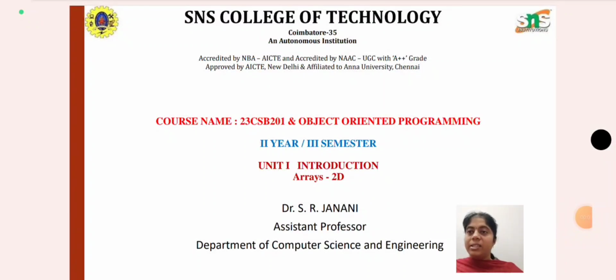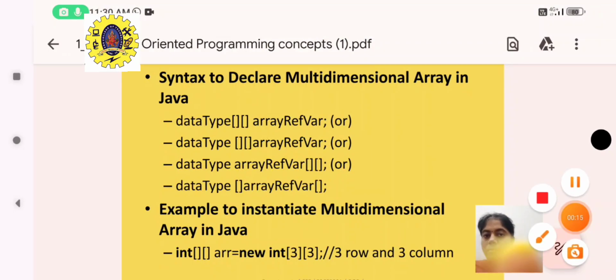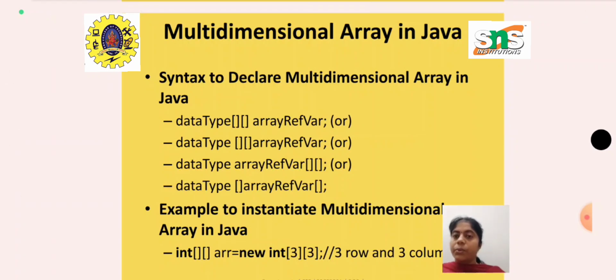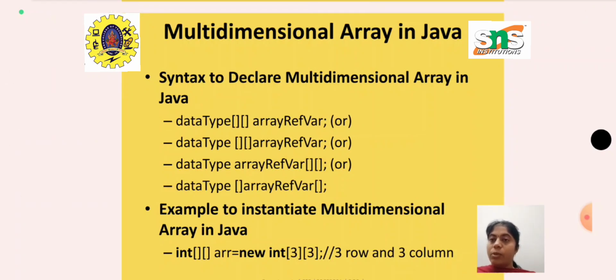Hi friends, in this video we are going to see about the object-oriented programming series, unit 1, arrays, and for that we are going to see about the two-dimensional array. So in this video we are going to see about the multidimensional array, and the syntax for a multidimensional array is data type.